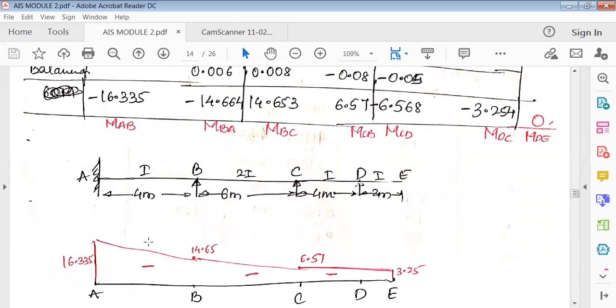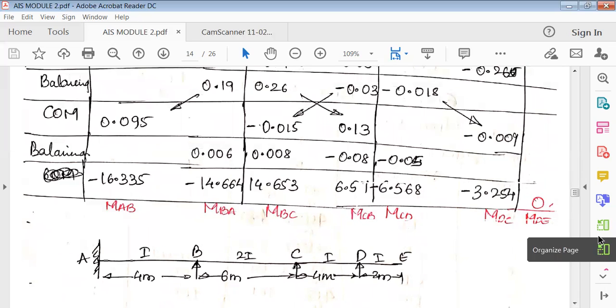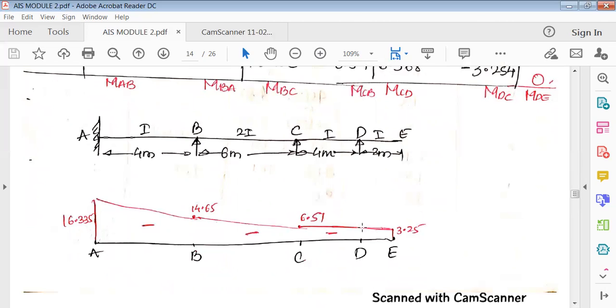Then finally is the bending moment diagram. Because there are no loads here, you'll only get the end moments above the support. At A, it is 16.33. At B, it is 14.66. At C, it is 6.57. And at D, it is 3.25. Then at E, that is ME, it has to be 0. This is wrong. You have to just eventually make it 0. Draw it like this. From D, it is 3.25. E, it should be 0.